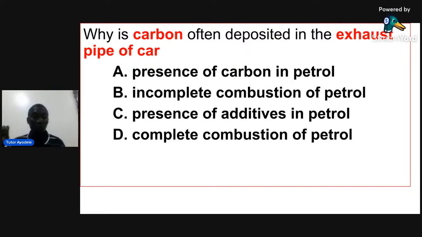Okay. Why is carbon often deposited in the exhaust pipe of a car? I explained this when I was explaining the chemical properties of hydrocarbons. You see black smoke, and I told you that the black smoke results from what? Incomplete combustion. I used wood as an example: if the wood is burning completely, you don't see anything like black smoke. I'm seeing a question, sir. What is the chemical formula of petrol?